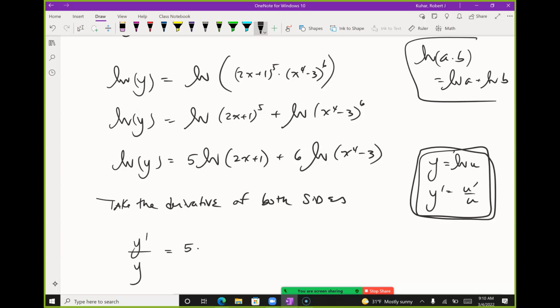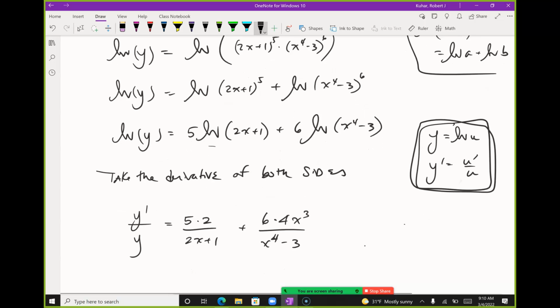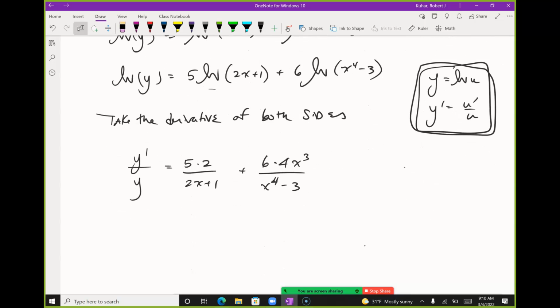5 times, what's the derivative of the inside? 2 over the inside, 2x plus 1. Plus 6 times the derivative of the inside: 4x cubed over the inside, x to the 4th minus 3. Oh my God, look how much easier it is. So much easier to do this.